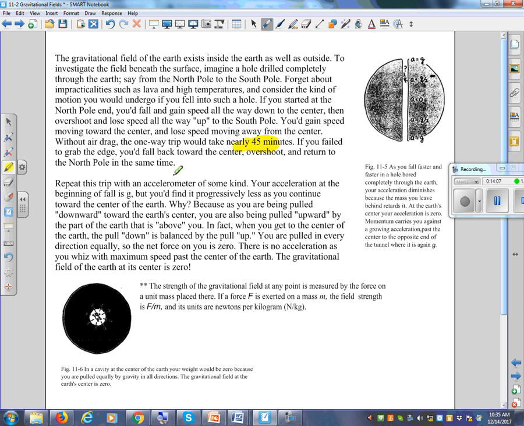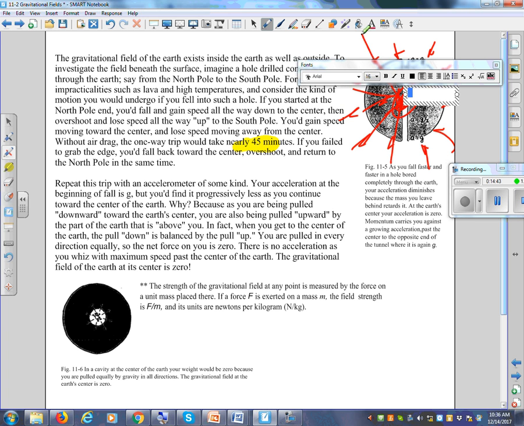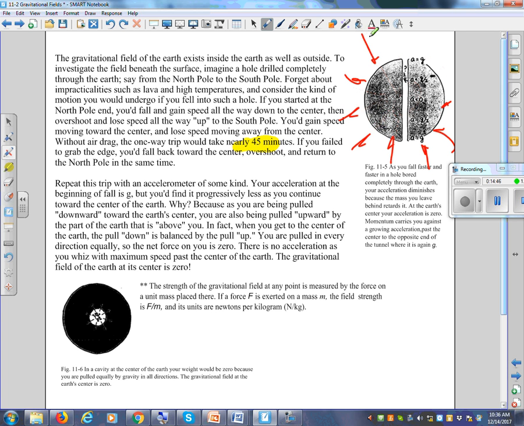Repeat this with an accelerometer of some kind. So what is an accelerometer? You guys know? It's a thing that measures acceleration. Your acceleration at the beginning of the fall is g, 9.8, but you'd find it progressively less as you continue toward the center of the Earth. How come? I've shown you that picture, right? I've shown you this picture that says, where's the gravity strongest? Where the lines are closer, at the surface of the Earth. How come it doesn't continue on forever? How come it's not strongest right in the middle? Because it's not. Any ideas?